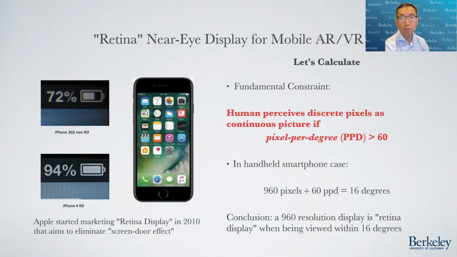Now, let's calculate. Let's assume that the first generation retina display on the iPhone 4 has 960 pixels on the long side. Then 960 divided by 60 ppd will be equal to 16 degrees. So our calculation tells us that a 960 resolution display could be qualified as a retina display, but only conditioned on the fact that we must see the entire screen of 960 pixels within 16 degrees.